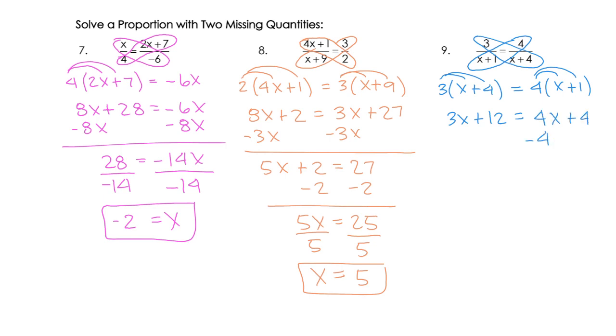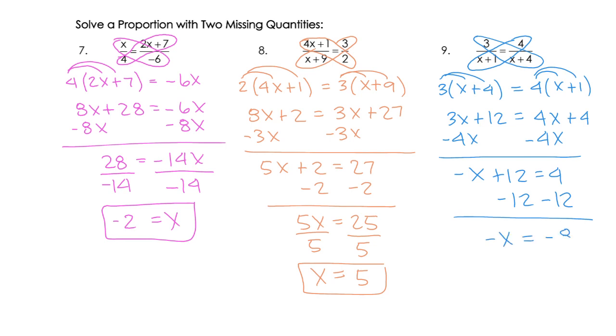I'm going to subtract 4x from both sides. And I have negative x. Be very careful you don't drop that negative there. Plus 12 equals 4. And then I'm going to subtract 12 from both sides. Negative x equals negative 8.